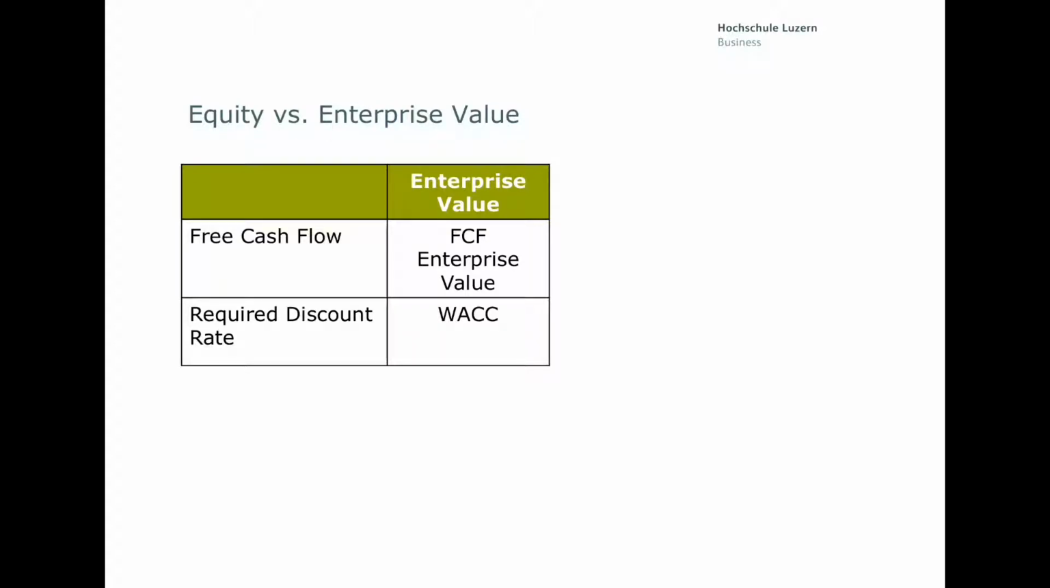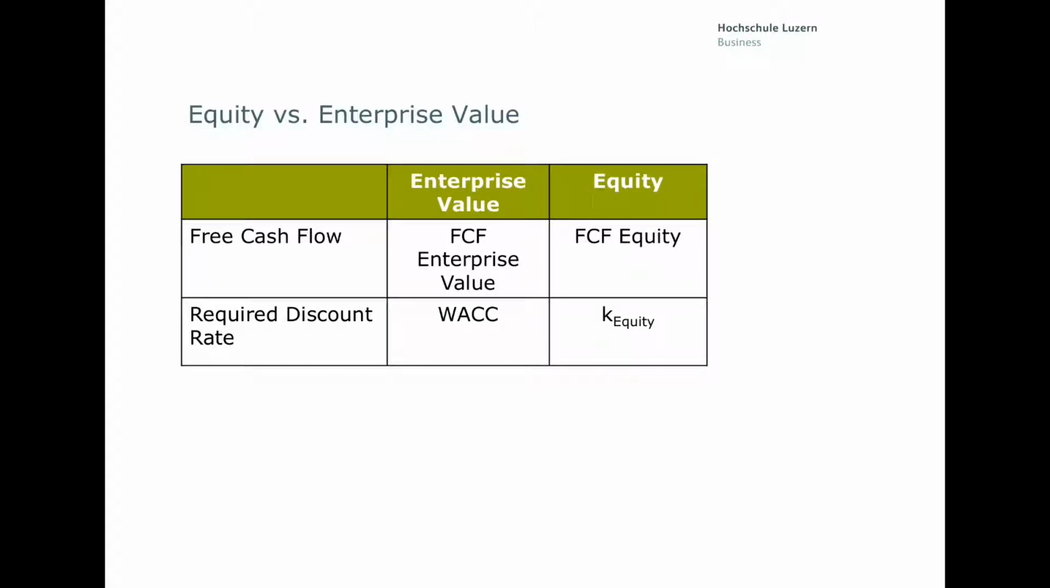For a valuation based on enterprise value, the free cash flow enterprise value and the weighted average cost of capital, WACC, is chosen. For an equity-based valuation, the free cash flow equity is applied and the required discount rate is the cost of equity, K equity. A neutral approach is based on the free cash flow and the discount rate K. Later in this course, we will learn how to determine these free cash flows and the respective discount rates.